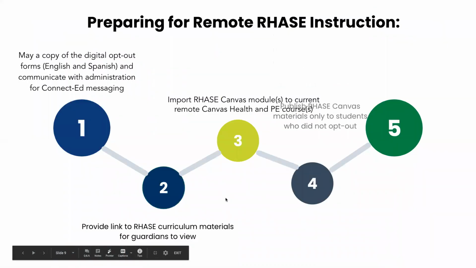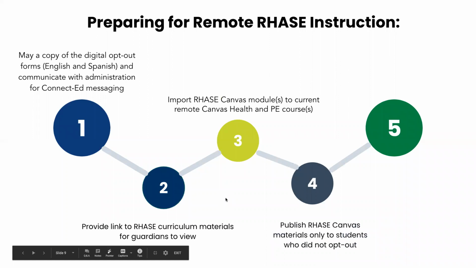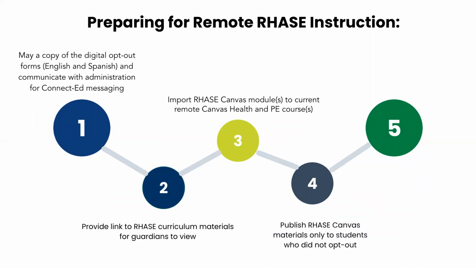So the fourth step: publish your RHASE Canvas materials only to students who did not opt out. This is where it's going to be tricky. If you have a few students, maybe a handful, whose guardian said, nope, I do not want my student to have access to these RHASE materials, you would have to go into your Canvas course and only assign those materials, not to everyone, but only to the students that are allowed to view the course.